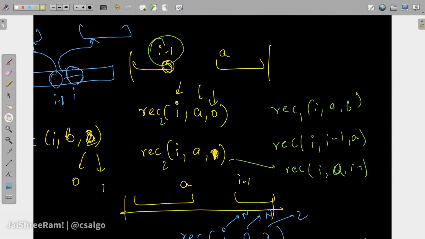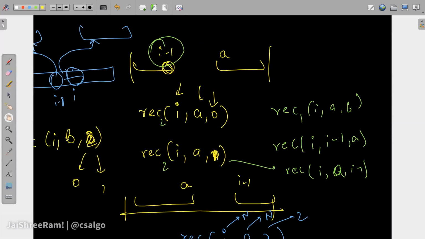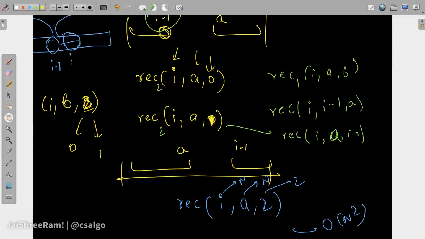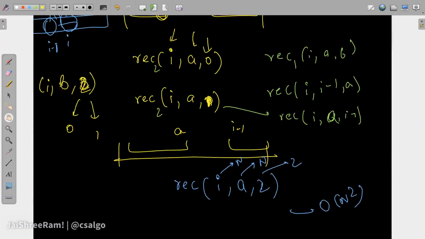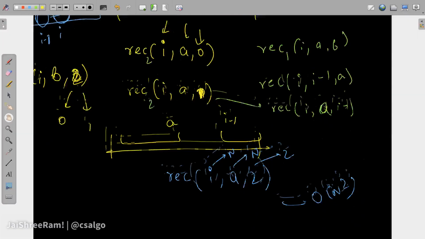So this retains the full information that is needed, and these are the only types of states that we will ever visit. We don't even need all possible a and b combinations in the states, because every time one of them is guaranteed to be i minus 1, the way we are filling it. So this gives us a state where it is n and 2, and there are n squared states, order 1 transition, that's an order n squared solution for this.